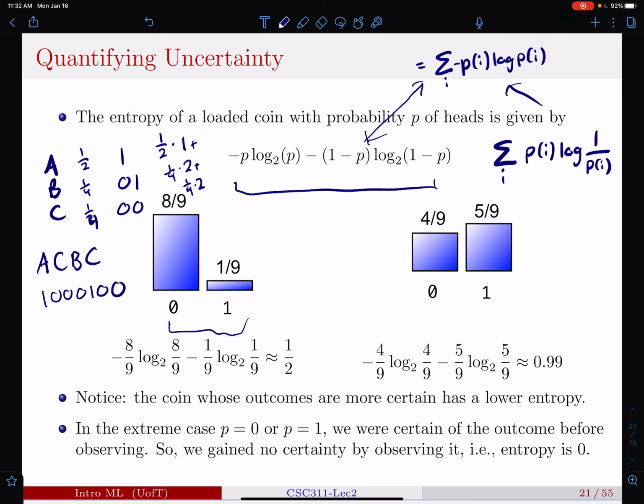So basically the definition we're coming to is we want low entropy in our system. If we plugged in the formula here, we see that this ends up evaluating to 0.5, while the one on the right is 0.99, right? So lower entropy is what we want.